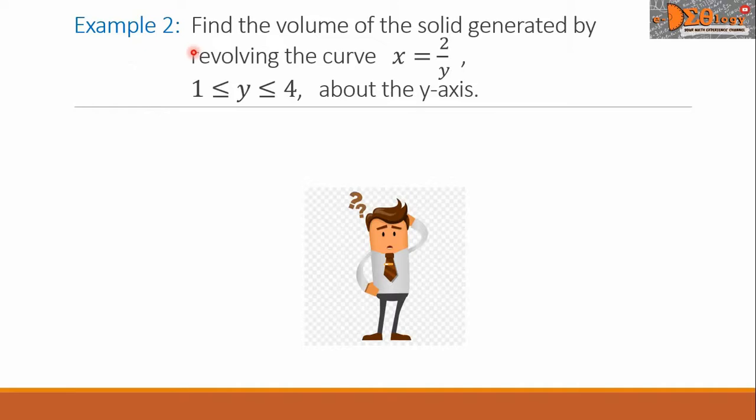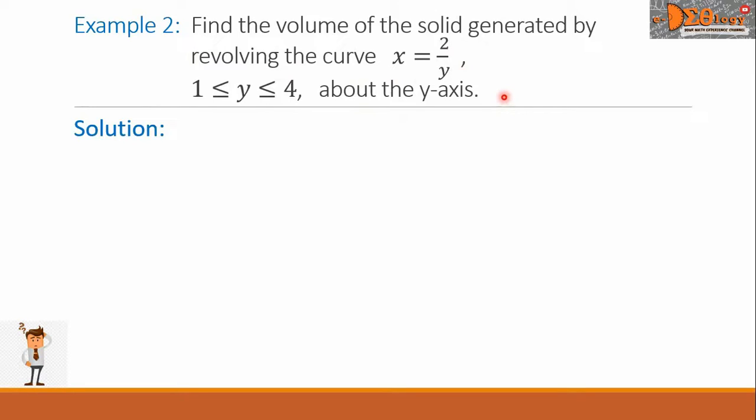Example 2. Find the volume of the solid generated by revolving the curve x equals 2 over y when y is between 1 to 4 about the y-axis. Let us write the volume formula. Let us substitute now corresponding values. So we have V equals the definite integral from 1 to 4 pi.